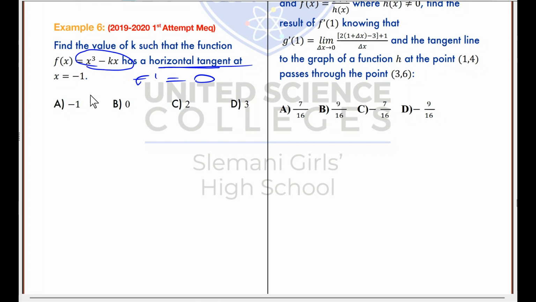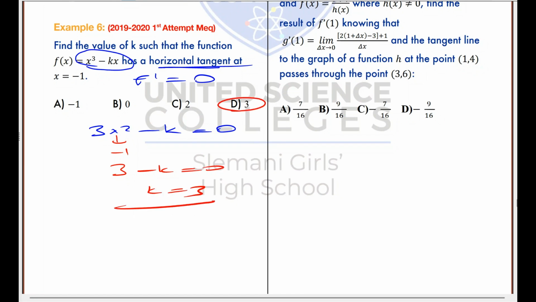Take derivative of this function, 3x squared minus derivative of kx is k equals 0. What's the value of x? It's given in the question as negative 1. So negative 1 squared is 1, 1 times 3 is 3, 3 minus k is 0, then k is 3. It's pretty simple.